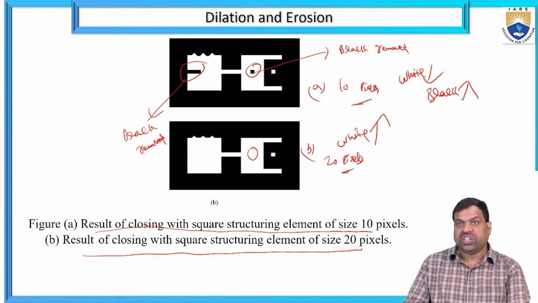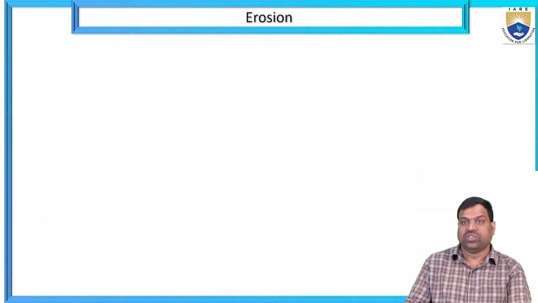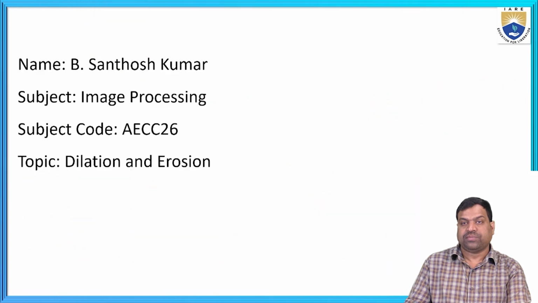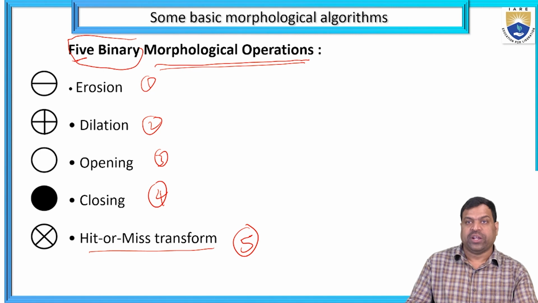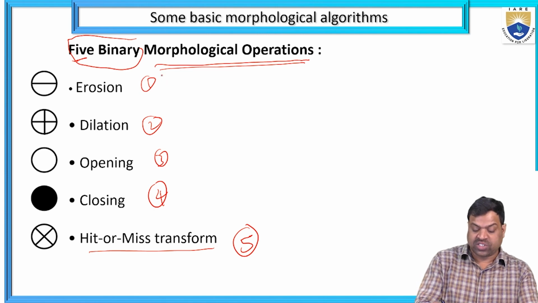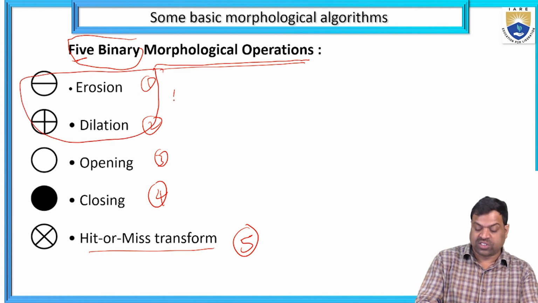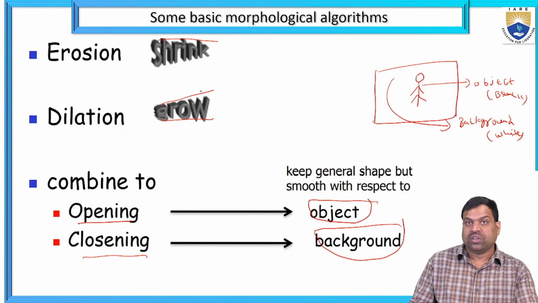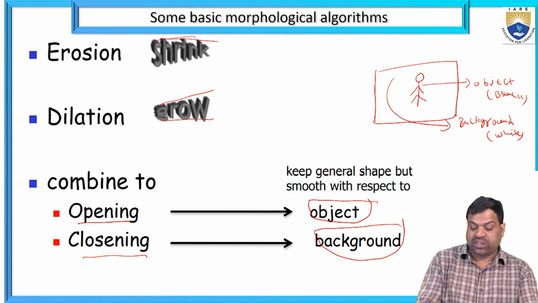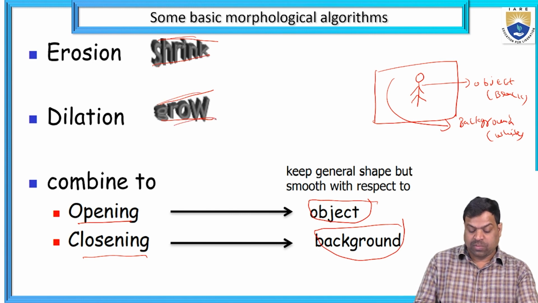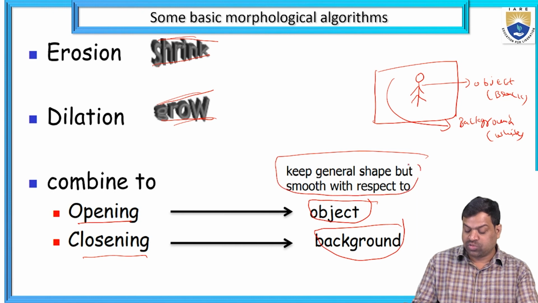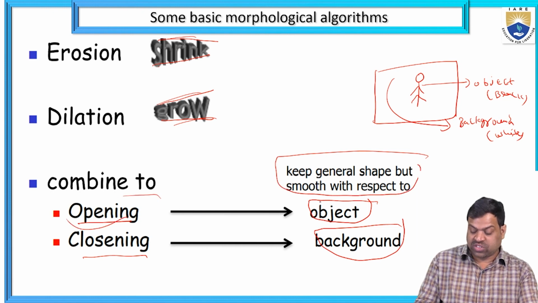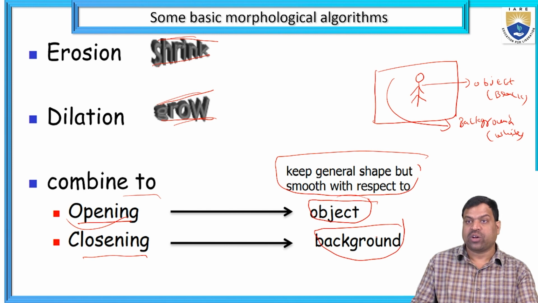So today we discussed erosion and dilation with suitable examples and equations. There are 5 binary morphological operations: erosion, dilation, opening, closing, and hit-or-miss transform. In this session we are discussing erosion and dilation, types 1 and 2. Here we are going from increasing to decreasing, and here from decreasing to increasing. Combining them keeps the general shape smooth. Opening means object selection, closing means background selection.